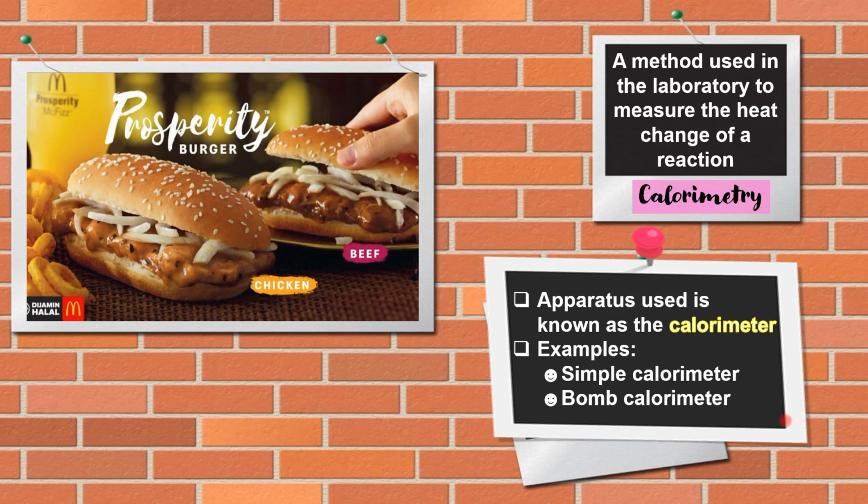Have you ever read the food label of your burger and seen how many calories it contains? Ever wondered how they know this? The technique used is calorimetry. This is the science of measuring heat transfer when a substance absorbs or gives out heat. Calorimetry is a method used in the laboratory to measure the heat change of a reaction. So the apparatus used is known as a calorimeter. There are two types of calorimeter, that is the simple calorimeter and the bomb calorimeter.